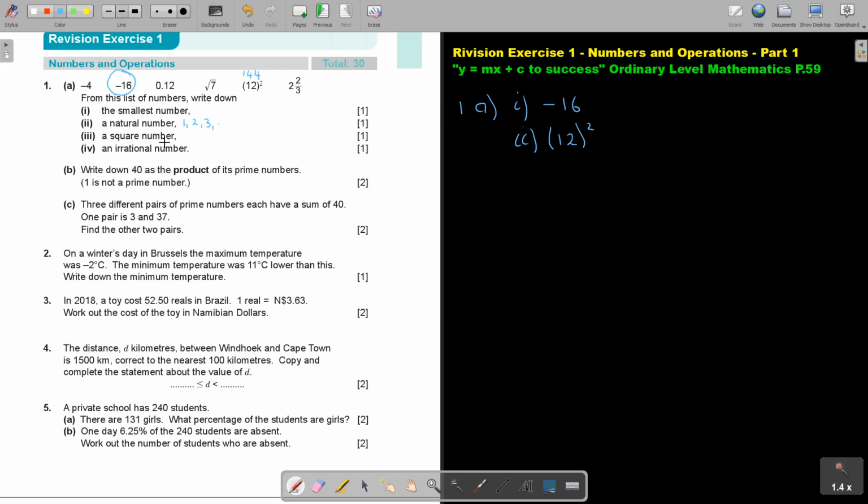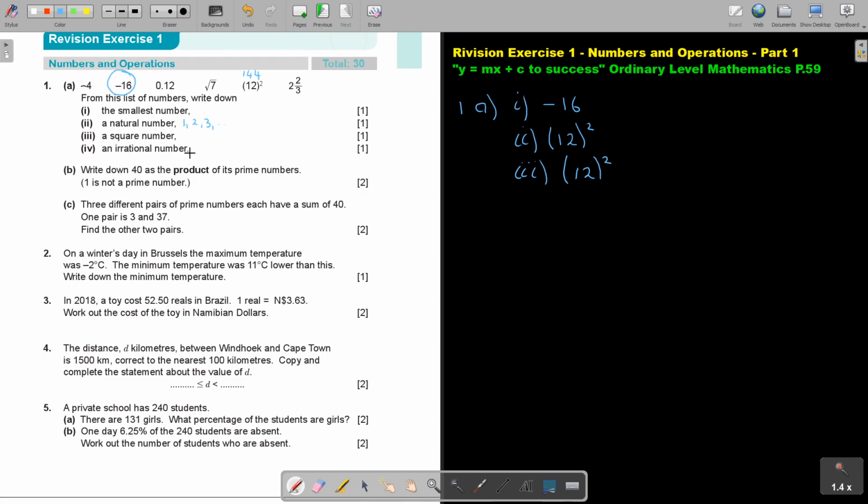A square number. Now, can you remember the square numbers? Square numbers are only positive. So negatives are out. And it can happen that a number repeats. So although 12 squared is a natural number, it is also a square number, because it's 144.